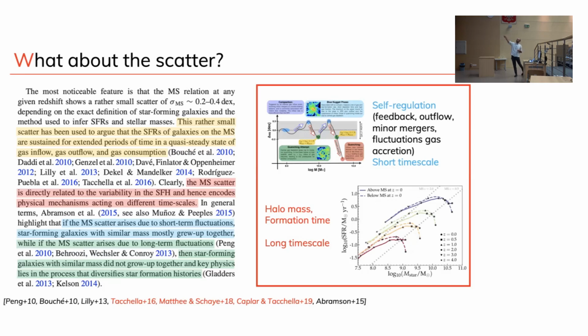Again, the short-time fluctuations are basically related to the physics connected with the star formation of galaxies. So feedback, outflows, you can have some minor mergers, or maybe a major merger if you shoot off the main sequence, or fluctuations in accretion. While long-term variations are mostly related to the formation times and the halo mass at which the galaxy formation was seeded at the very beginning.